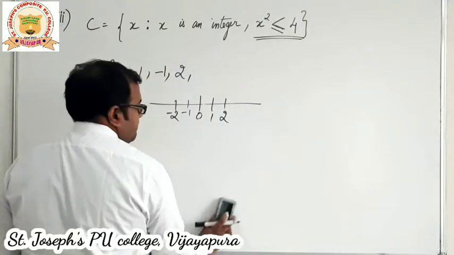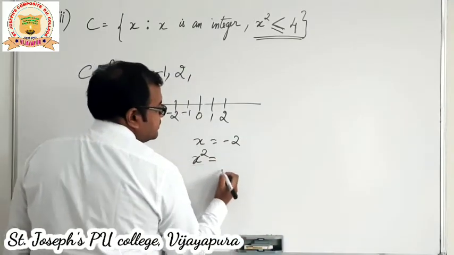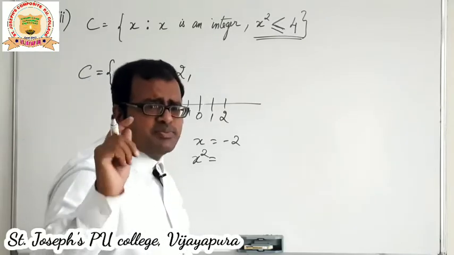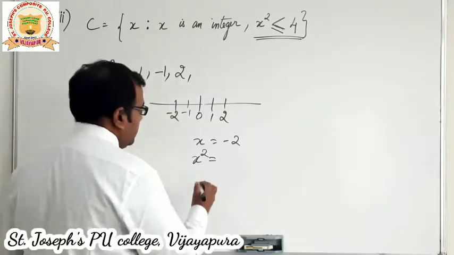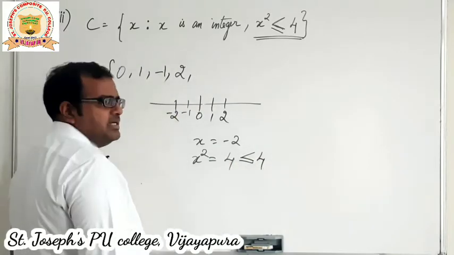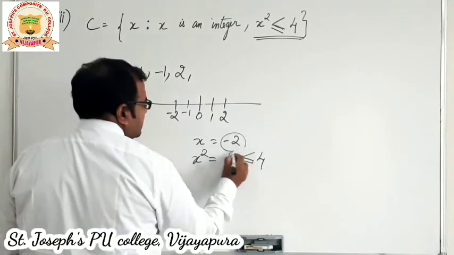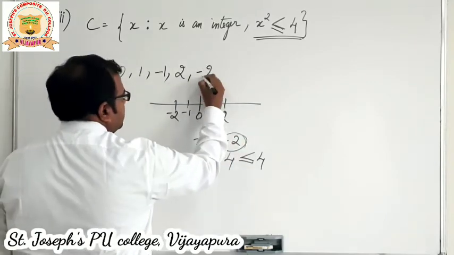X equal to minus 2. If x equal to minus 2, then x square is equal to minus 2 into minus 2. Minus into minus is plus. 2 2s are 4. So, 4. Is 4 less than or equal to 4? Yes, it is equal to 4. That means it satisfies. That means x equal to minus 2 also is considered.